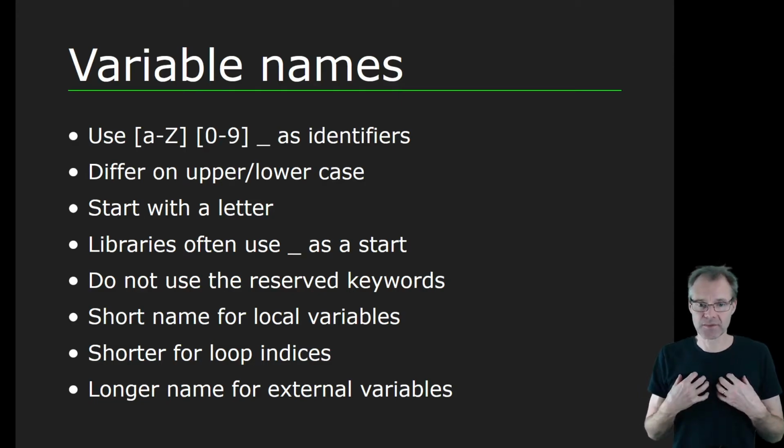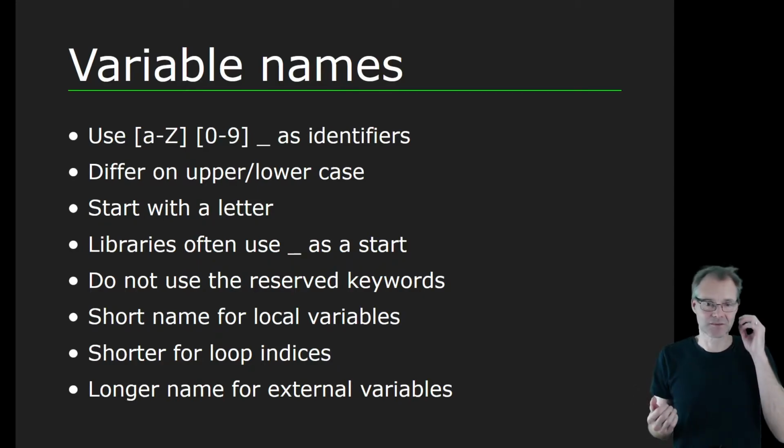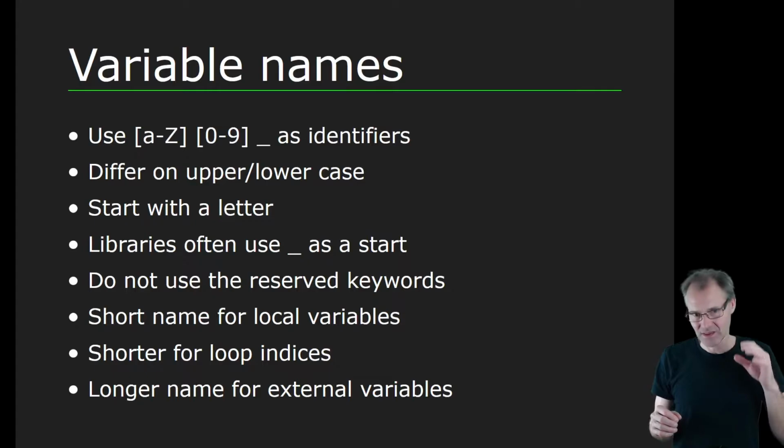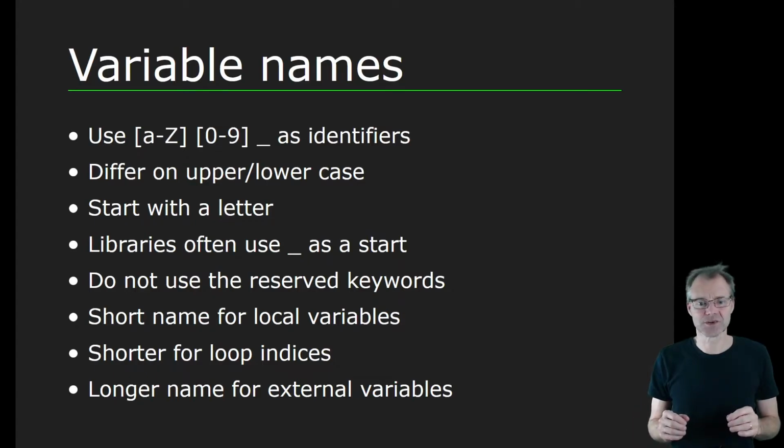Libraries, when we write them ourselves or when we use them, often use the underscore as a start for their variable names. So that could be a good concept to use, underscores, when you create libraries for someone else to use. Of course, we should not use the reserved keywords. It would not work, and would most likely give us a compilation error.